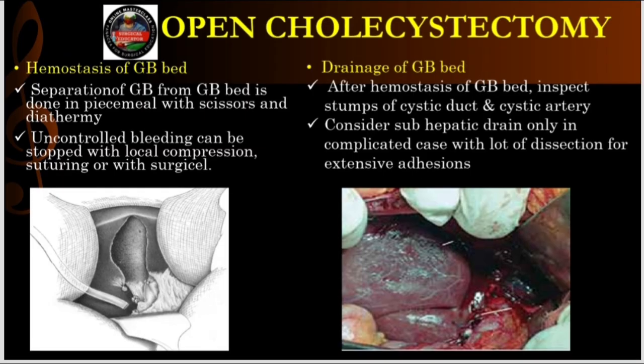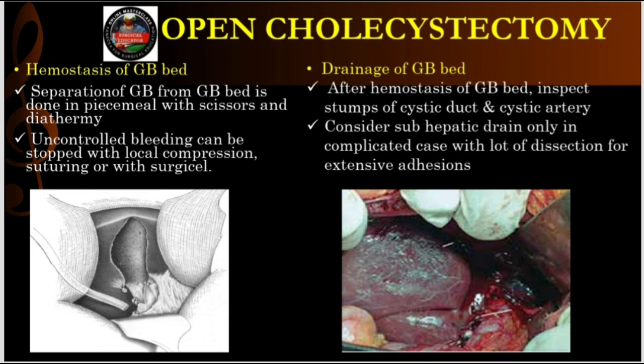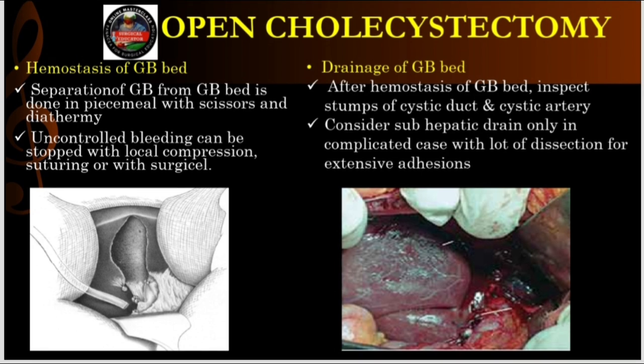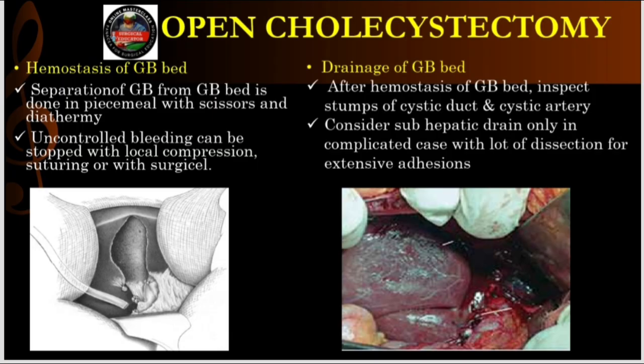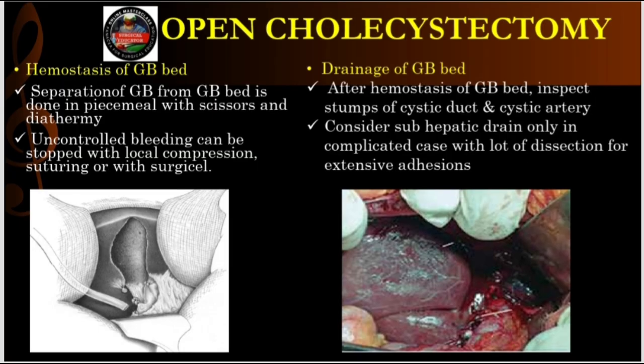After hemostasis is achieved, the surgeon must inspect the stumps of the cystic duct and artery, and then the slide offers a very specific instruction. Consider subhepatic drain only in complicated cases with lot of dissection for extensive adhesions. Very important wording there. To visualize this, let's simultaneously look at slide 12. Slide 12 is a clear line drawing of the empty liver bed, but lying right in the middle of the surgical space is a physical perforated plastic drain tube.